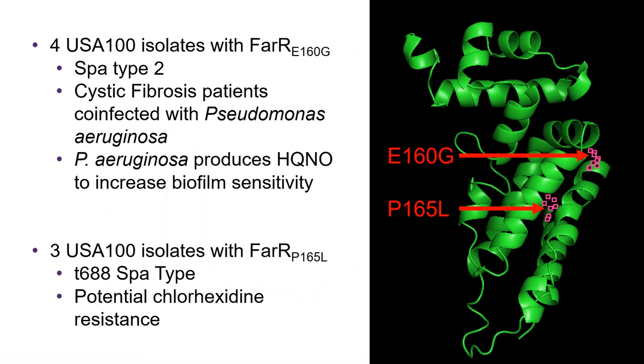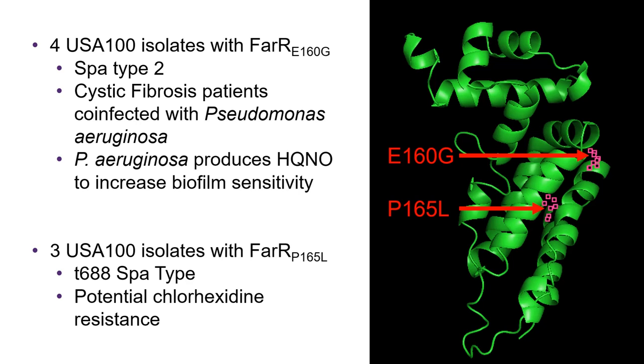4 isolates with an E160G substitution in the ligand binding domain of FarR come from cystic fibrosis, or CF, patients co-infected with Pseudomonas aeruginosa. CF patients co-infected with MRSA and Pseudomonas demonstrate poorer lung function and worse outcomes.